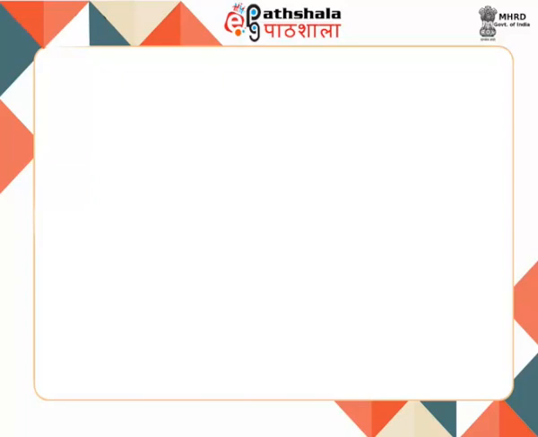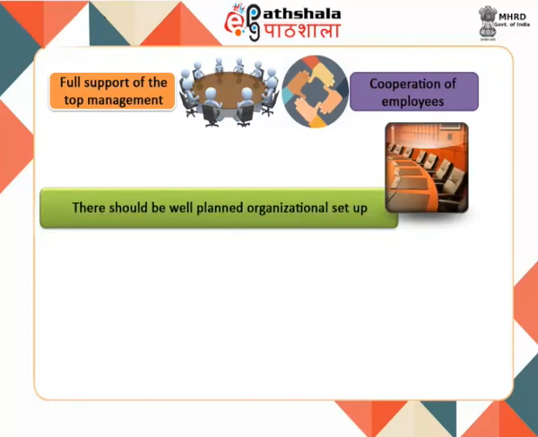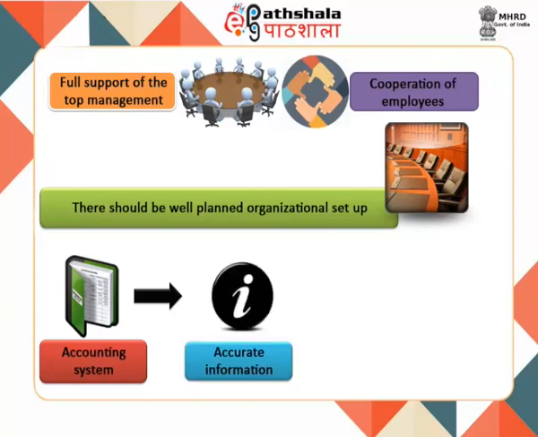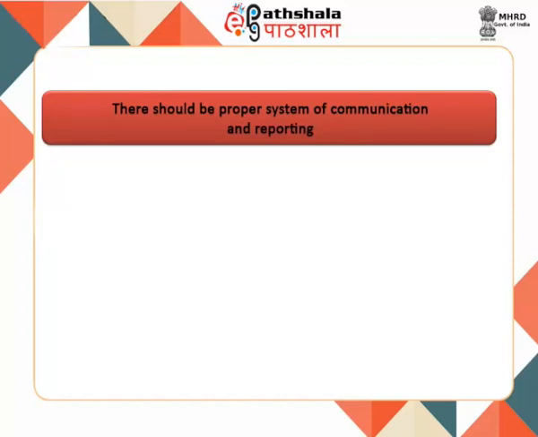Number 1, the budgetary control system should have the full support of top level management as well as the cooperation of all the employees. 2. There should be well planned organizational setup in which responsibility and authority of each one should be clearly demarcated. 3. The accounting system should provide accurate and timely information. Number 4. There should be proper system of communication and reporting, and all the participants of the organization must be involved in budget setting process.